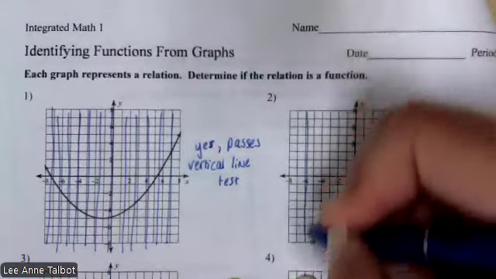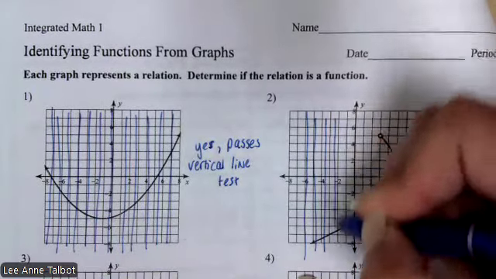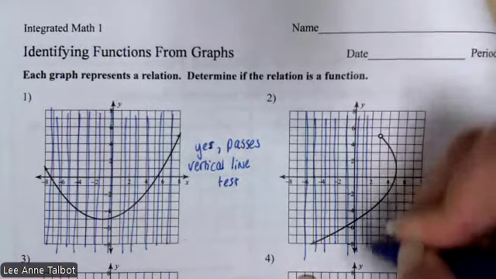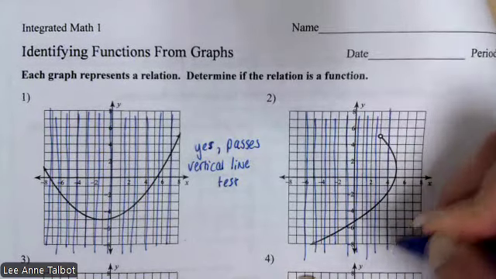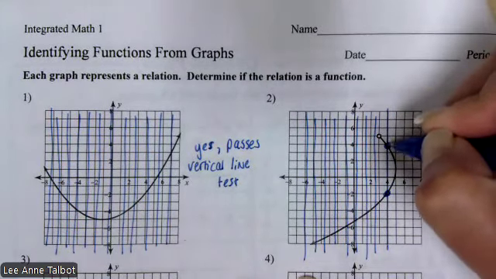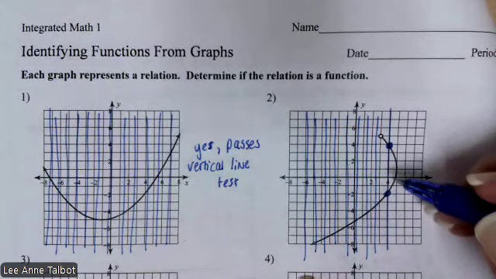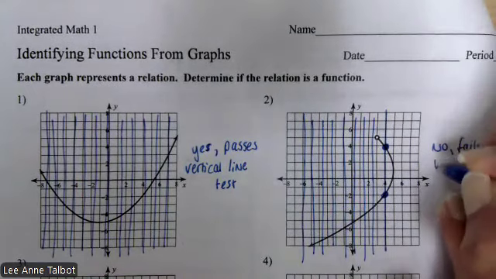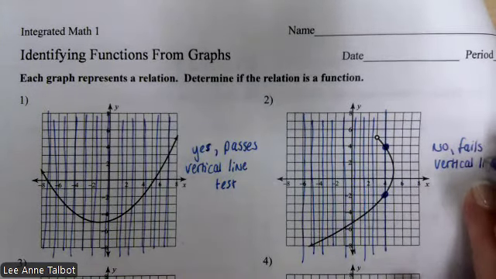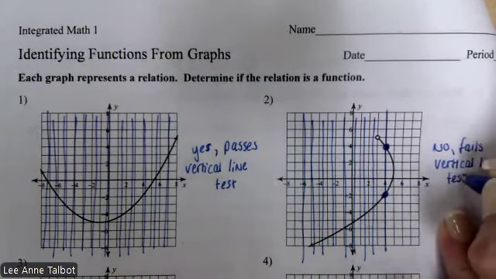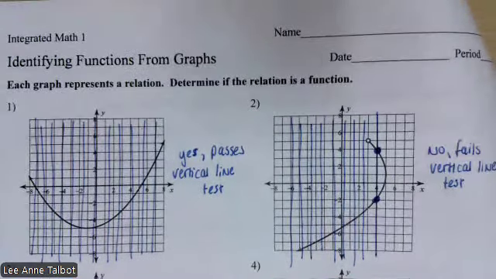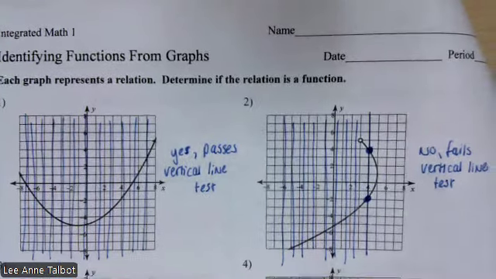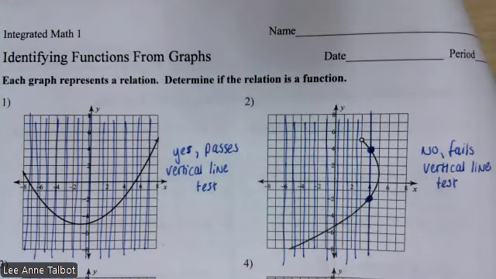Okay, number 2. I drew one right there that touches the graph twice. So that fails. You either have passes or fails. It's not like any kind of in between decision. It's either yes or no, basically. Okay. So go back to here.